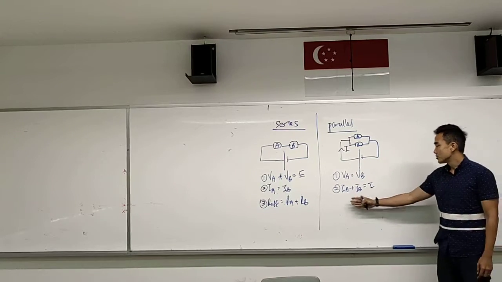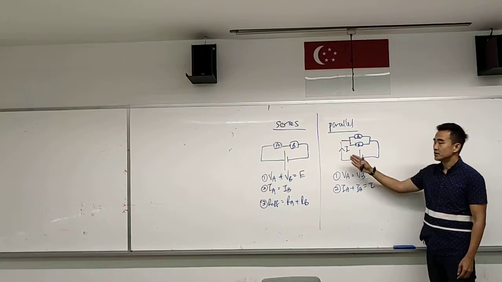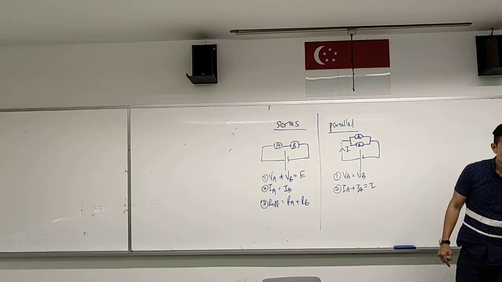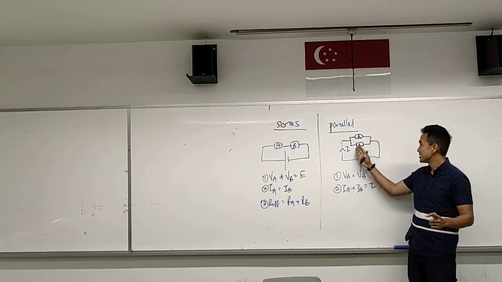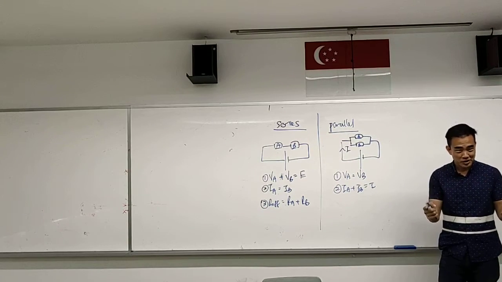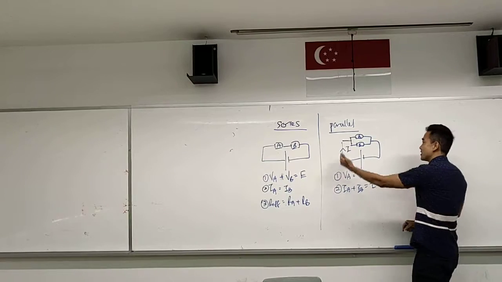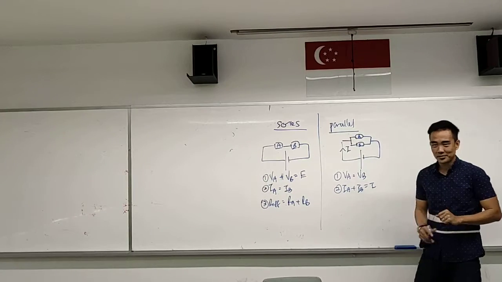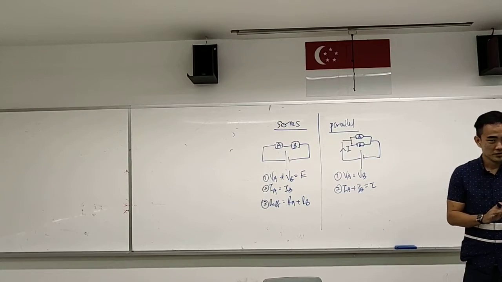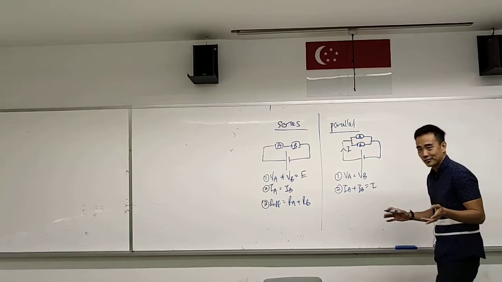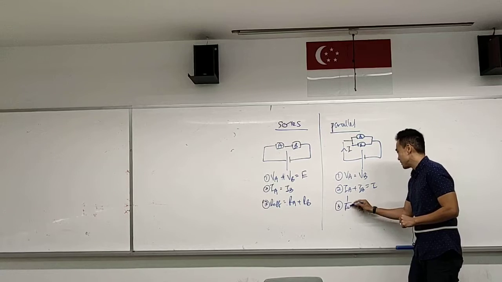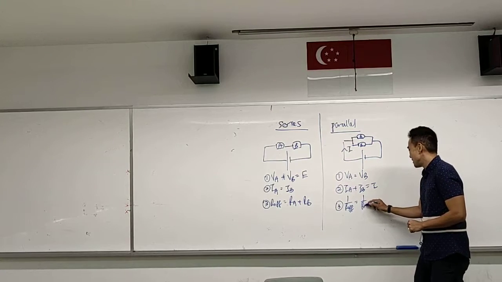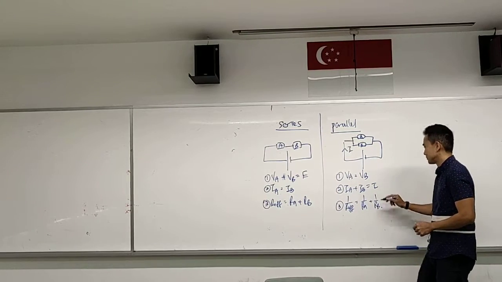Same thing. The reason why the two currents have to add up to be equal to the current over here is because of conservation of charge, correct. Whatever charge flows here must be equal to the two charges added up together. Otherwise you destroy or create charge, and the world doesn't like it when you destroy charges. Now rule 3. 1 over R effective equals 1 over RA plus 1 over RB.